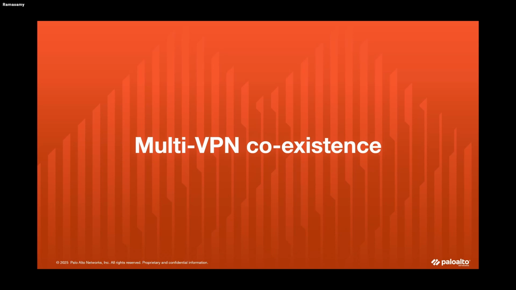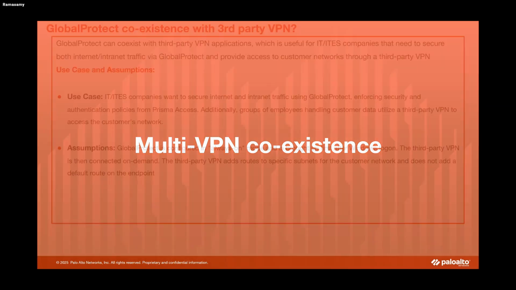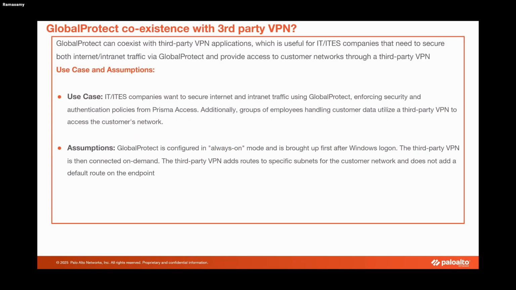MultiVPN coexist. Some customers want to secure both internet and intranet traffic via GlobalProtect and also provide access to partner or vendors' network through a third-party VPN, where the user needs to access both at the same time: the internet and intranet, and the third-party network. GlobalProtect can coexist with the third-party VPN application.